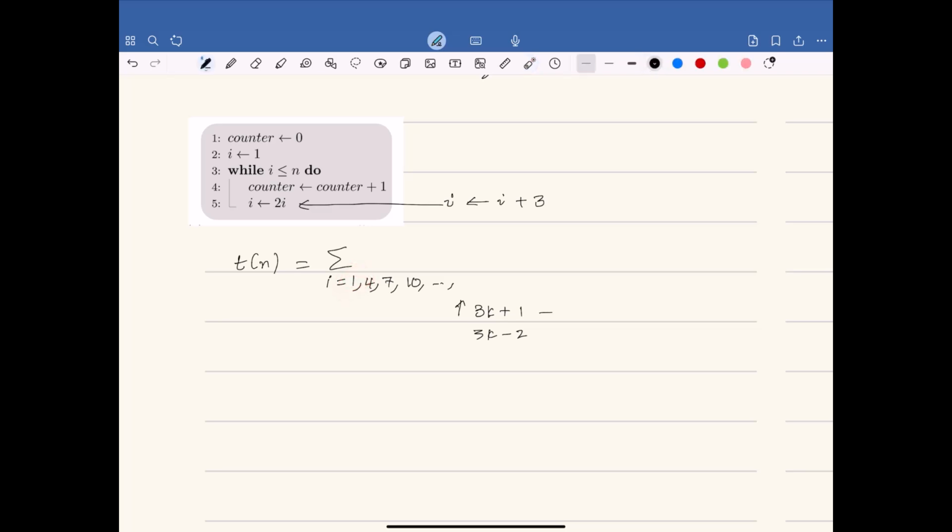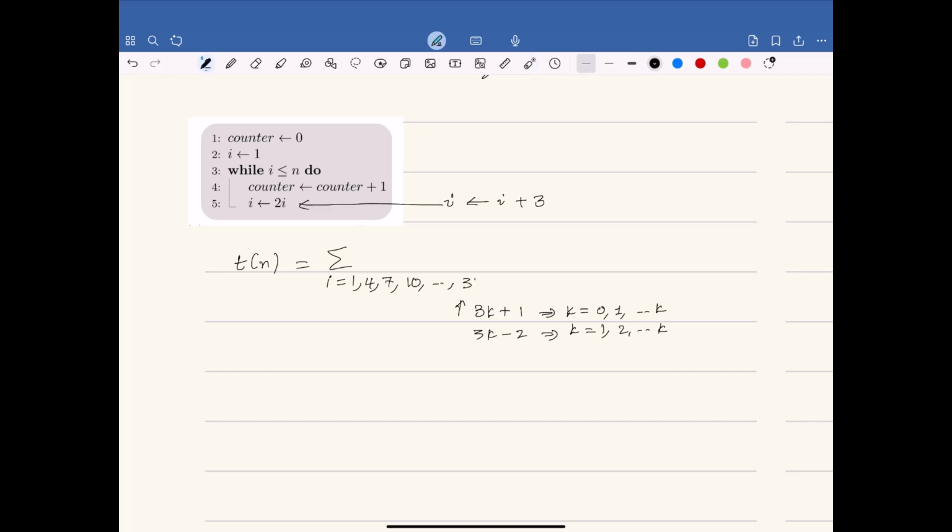So for this formula, the value of k will start from 0, 1, and so on. But for this expression, the value of k will start from 1, 2, and so on, until we reach the value of k in both cases. We will show you both answers. The first answer using this formula, the second answer using this formula. So let us start with the 3k plus 1.